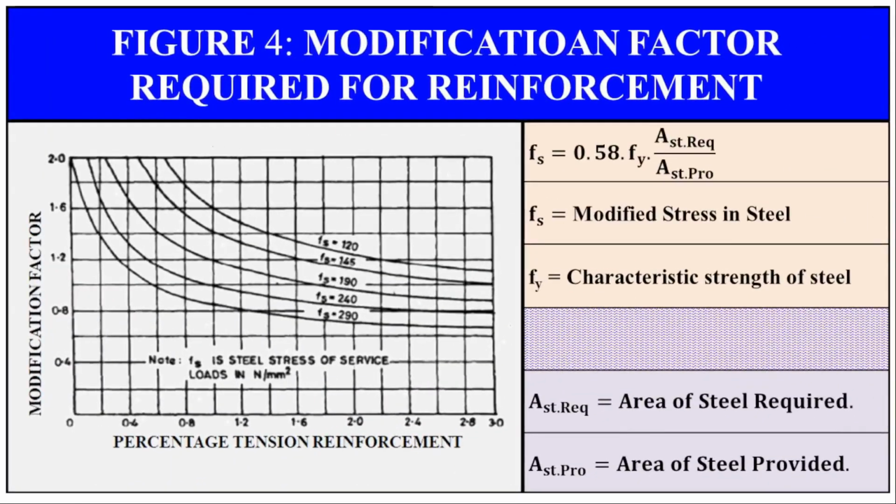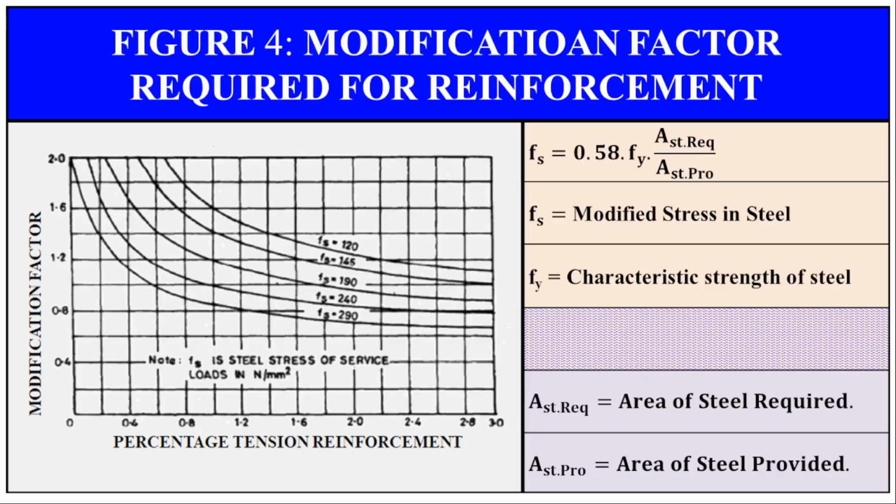This slide, labeled Figure 4, Modification Factor Required for Reinforcement, presents a graphical method for determining a crucial modification factor used in structural design, specifically related to steel reinforcement. Understanding this factor is essential for ensuring the long-term performance and serviceability of reinforced concrete structures.